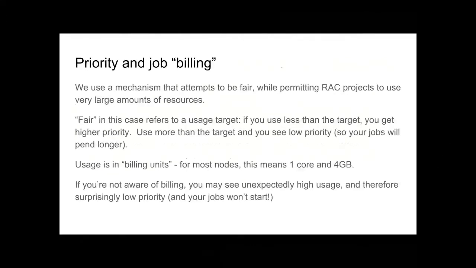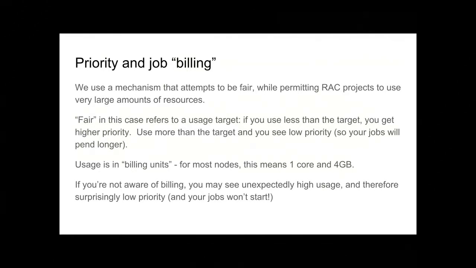I also need to mention a few words about how priority works and how jobs are billed, because this is really important in understanding why your job may stay in the queue. So we use a mechanism called fair share. There are lots of different aspects to it, lots of different knobs to tweak. But what it boils down to is a way to permit large projects to use large resources while permitting everyone else to use what's left over. Sometimes we actually refer to the leftover part as opportunistic.